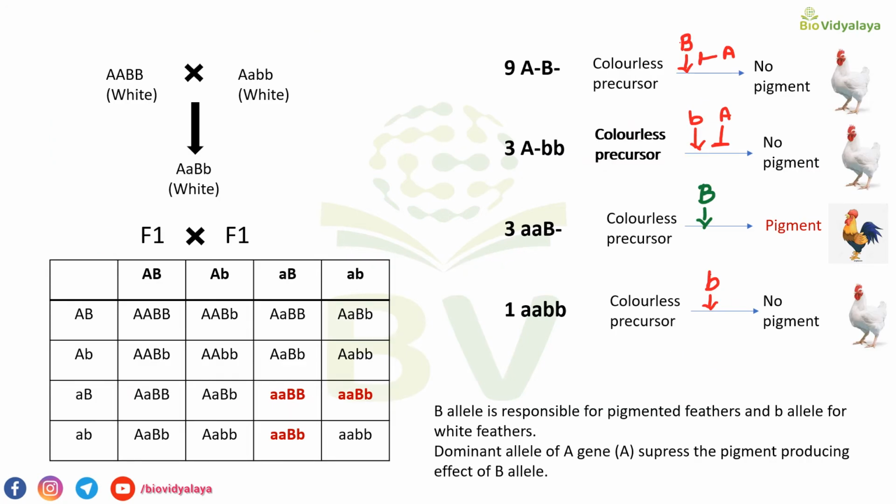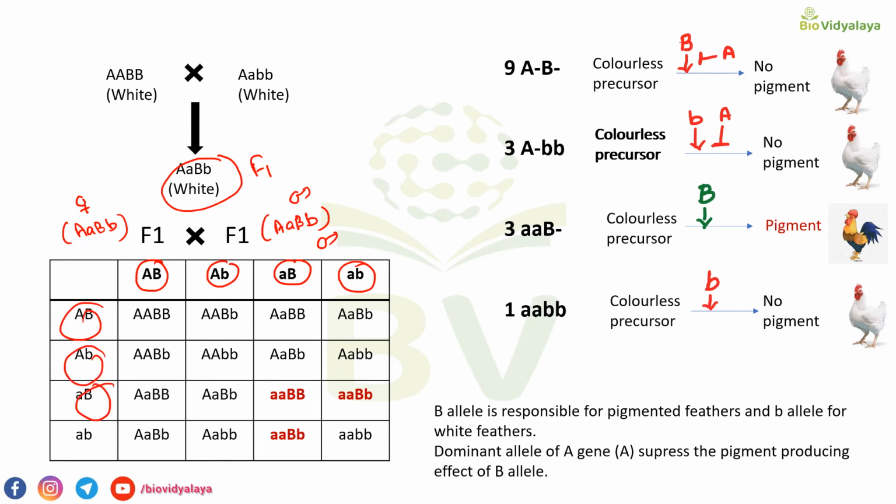This is the cross between white colored chickens, and this is the F1 hybrid. All the F1 hybrids are white colored chicken. After that, these F1 hybrids are self-crossed. F1 hybrid means capital A, small a, capital B, small b. So this is the male gametes and these are the female gametes.